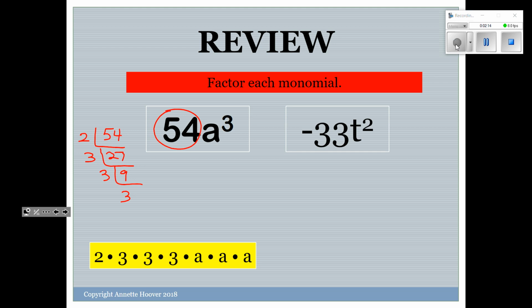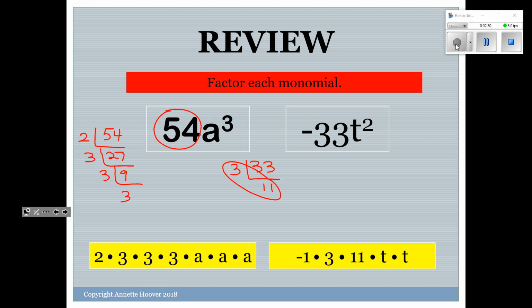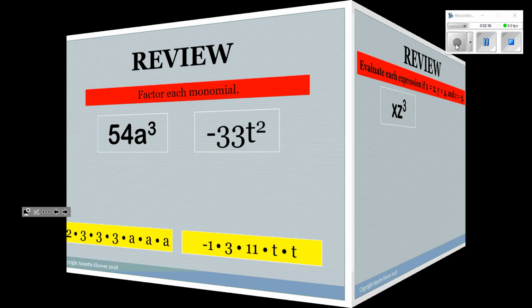Remember, when it's negative, we have to start with a -1. Then we take the coefficient of 33. It's not even, so we cannot divide by 2. We go to the next prime number of 3. It is divisible by 3, which is 11, and 11 is prime. So here are our prime factors. So we write it out. We have to start with the -1 times 3 times 11. We had t squared, so that is t times t.